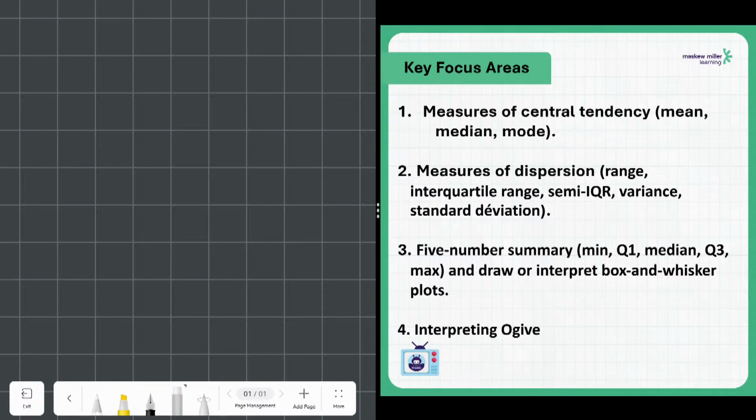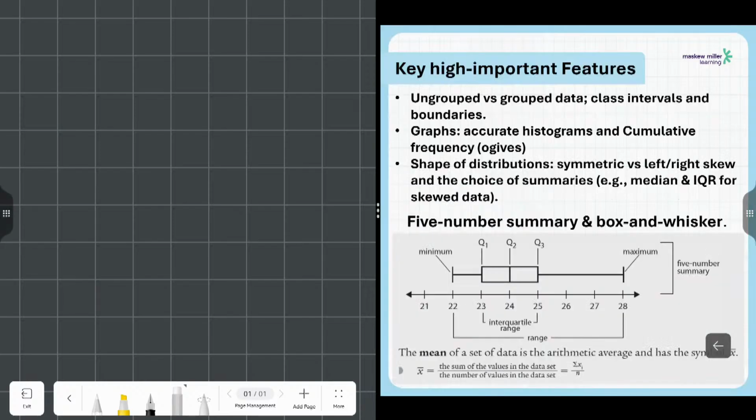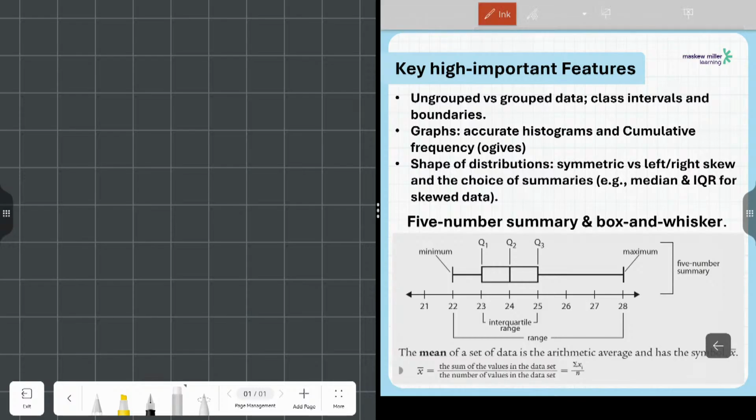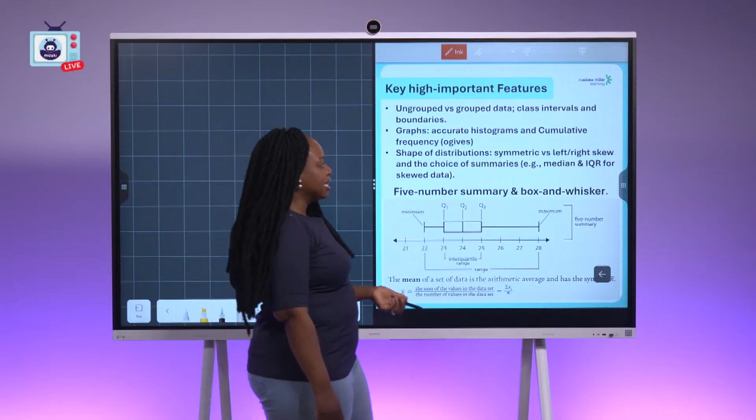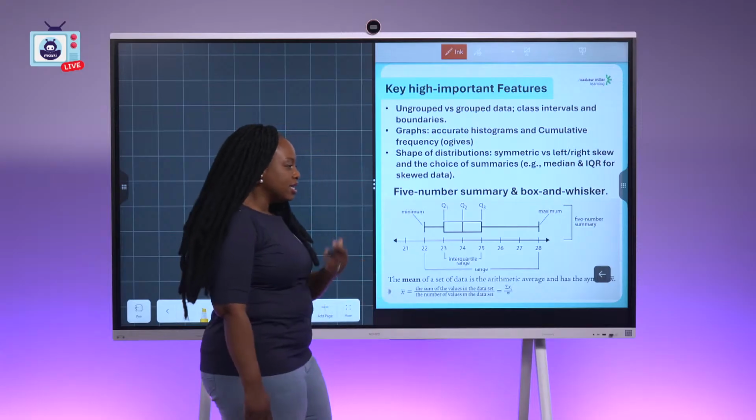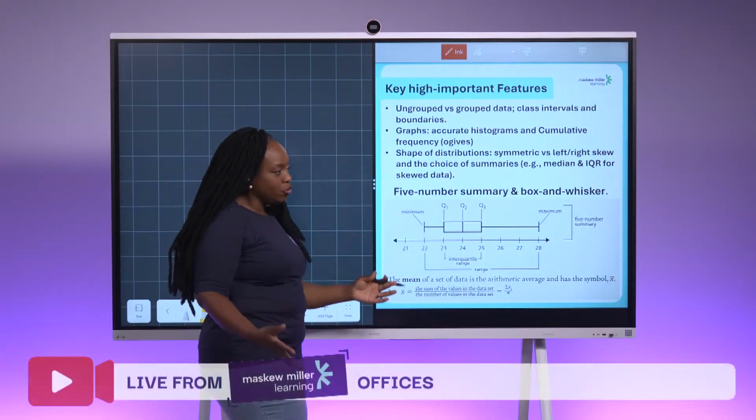which is normally when you have the data either grouped or ungrouped. You also have to be able to draw the box and whisker if there's a possibility, or an ogive, and also know how to interpret that. Okay. The key important features here, as we have said, we do have the grouped and ungrouped data, which you need to know the difference. So the grouped data is the data that they give you the intervals, and the ungrouped data is the one that just gives you numbers.